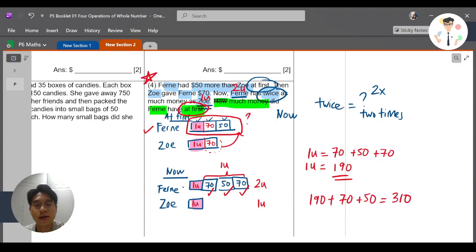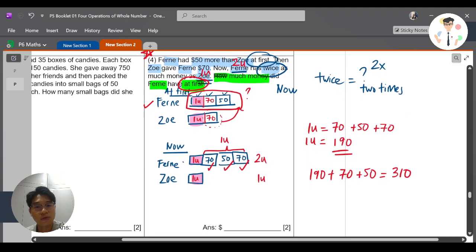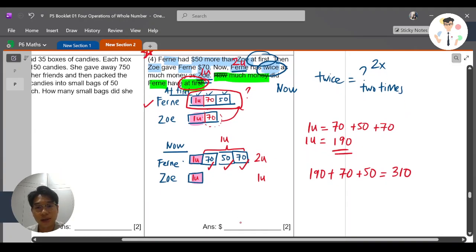Please put a star there. This is a very, very common question. Okay, so again, don't forget, you are given a dollar sign and you just need to put here 310.